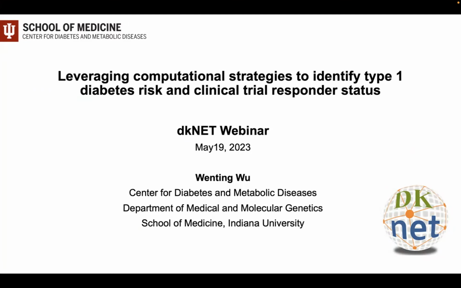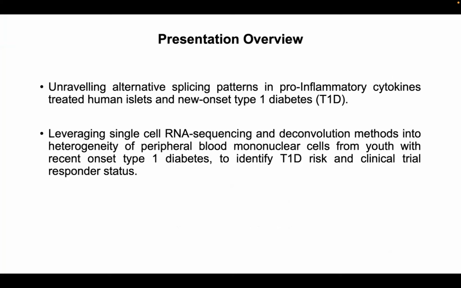My topic today is about leveraging computational strategy to identify type 1 diabetes risk and clinical trial responder status. My presentation will consist of two parts. The first part is about our recent finding on the alternate splicing pattern in pro-inflammatory cytokine-treated human islets and the circulation level in new-onset type 1D patients.